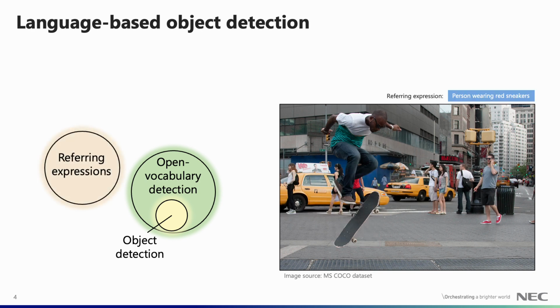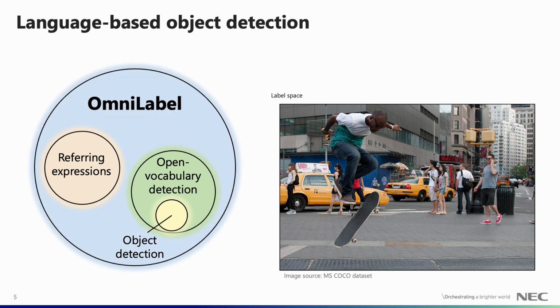On the other hand, the task of referring expression comprehension has the goal of localizing objects that are referred to by free-form text. Compared to other detection tasks, the object descriptions are more complex than simple category names. The example here is person wearing red sneakers. However, existing benchmarks for this task are often limited in various aspects. For example, the object description always refers to exactly one object in the image.